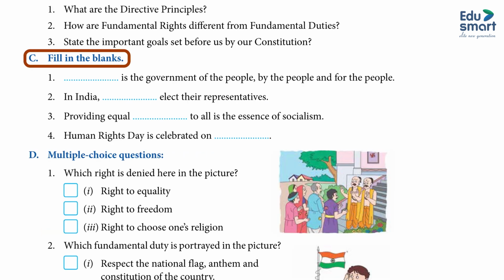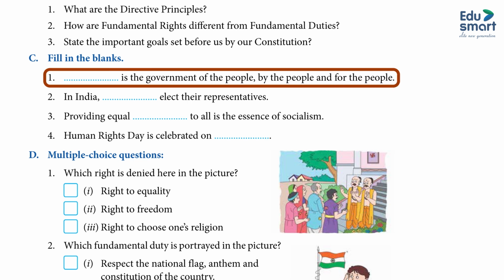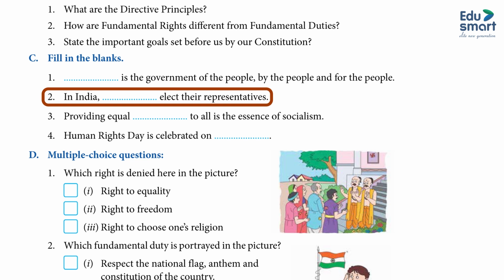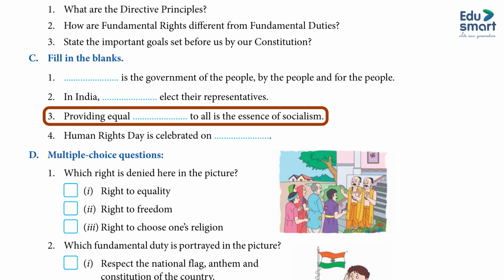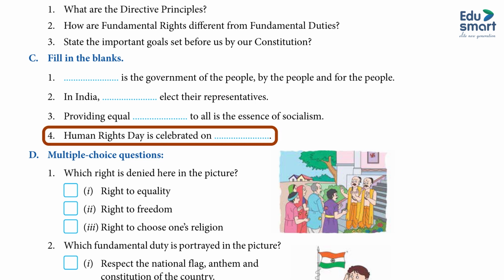C. Fill in the blanks. 1. Dash is the government of the people, by the people and for the people. 2. In India, dash elect their representatives. 3. Providing equal dash to all is the essence of socialism. 4. Human Rights Day is celebrated on dash.